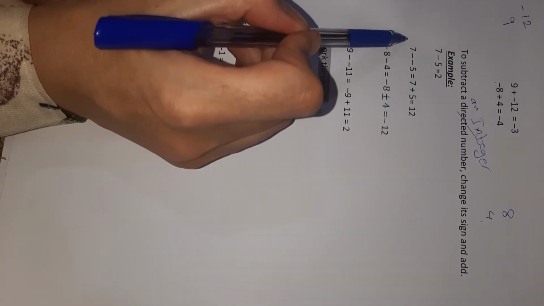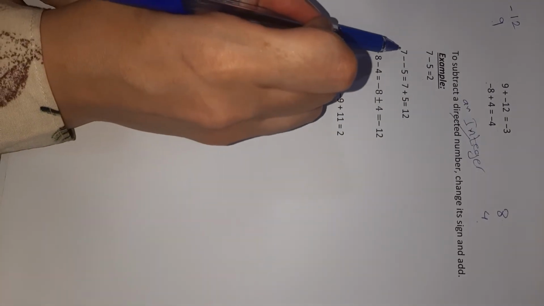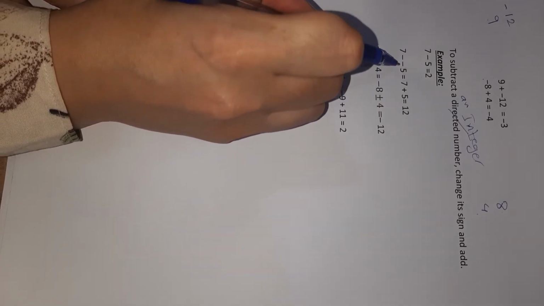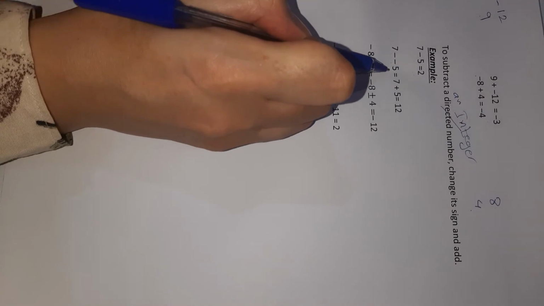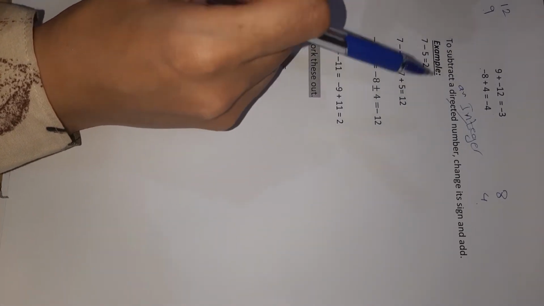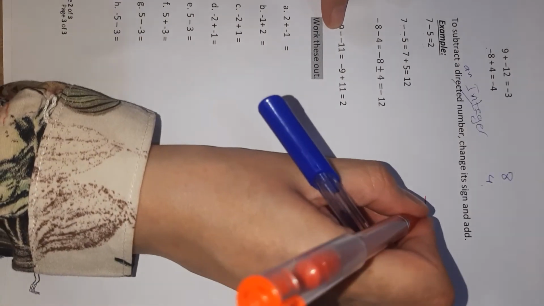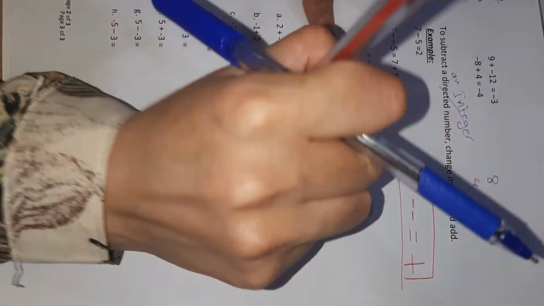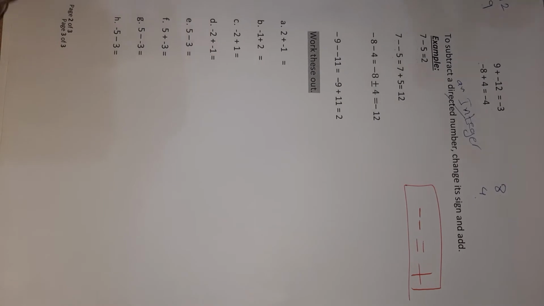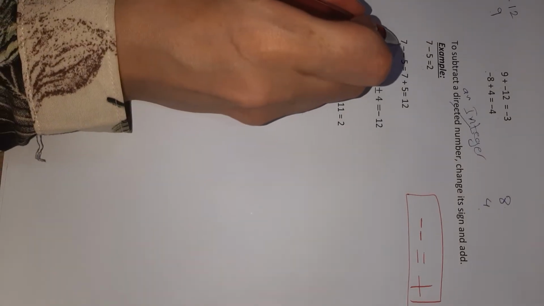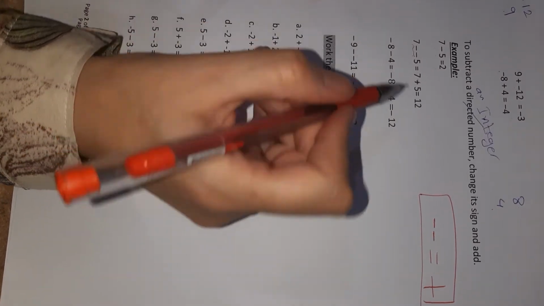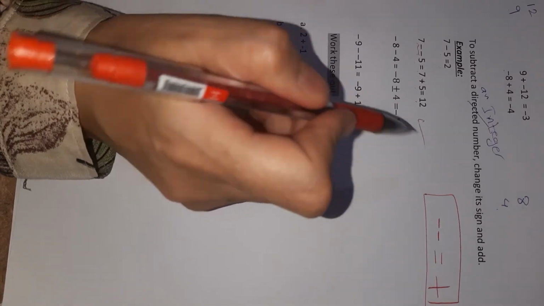Here in this one, we have 7 minus -5. Look, if you see a rule, if you see negative next to negative, replace it by positive. Here, negative and negative becomes positive. Simply 7 plus 5 is 12.